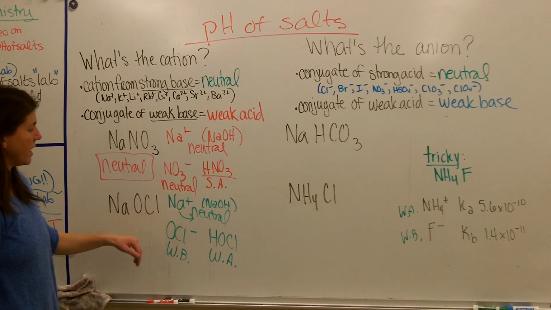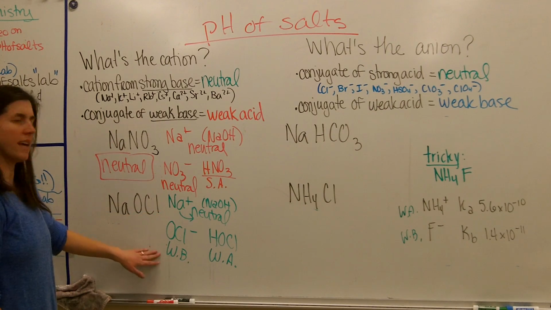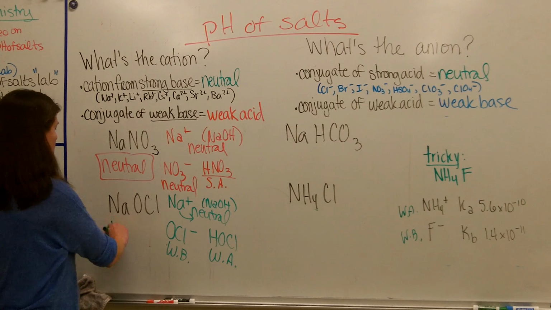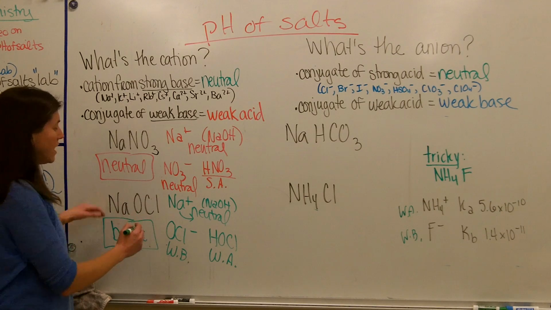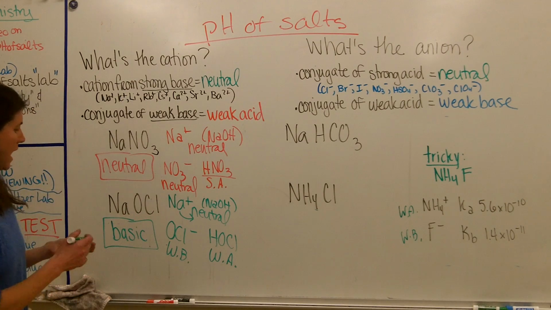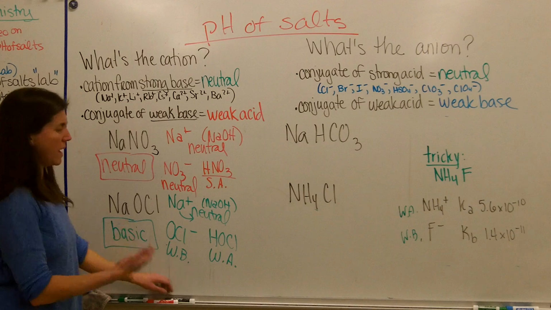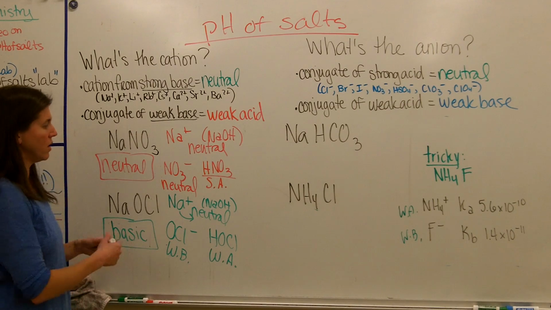So I've got a neutral cation and an anion, which is a base. So when I put this solid into water and form a solution, it will make a weak base. The pH of the solution will go up.